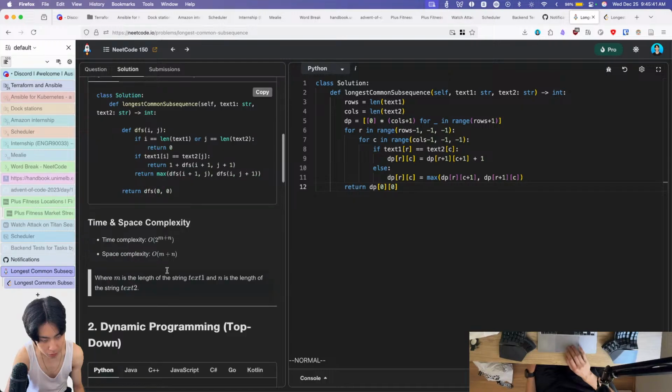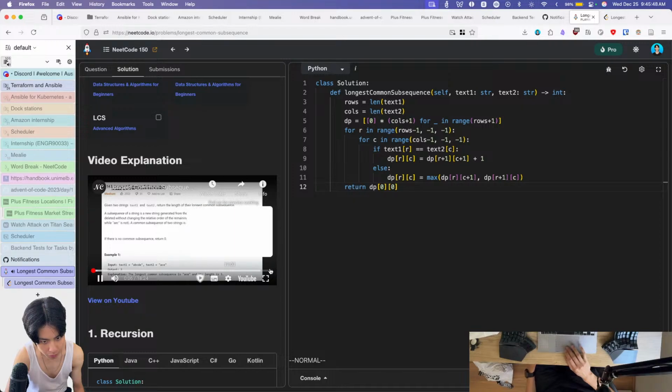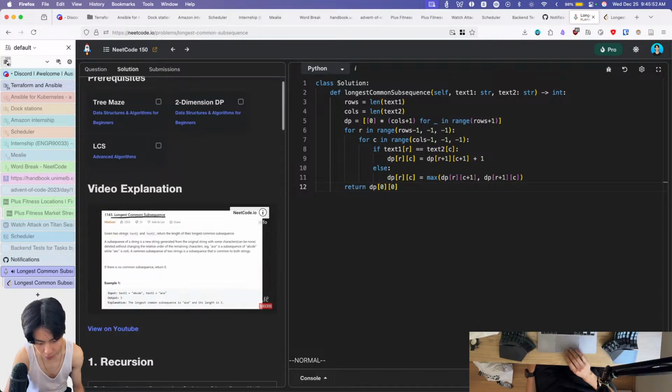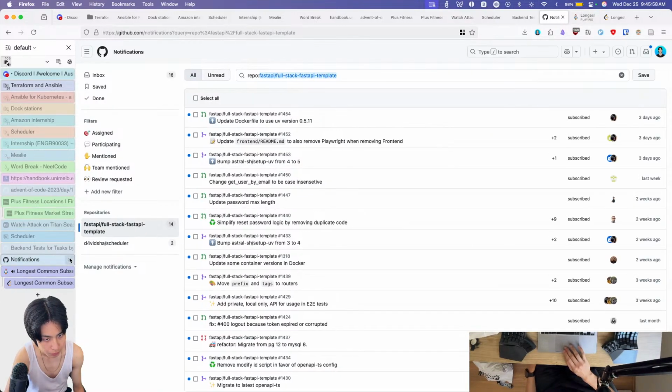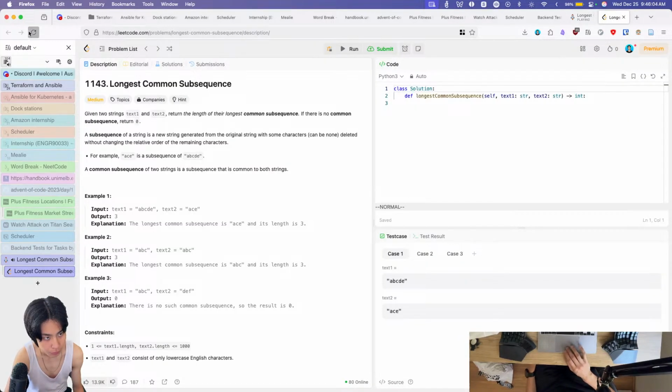Hey everyone, welcome back, and let's write some more neat code today. So today let's solve longest common subsequence, a dynamic programming problem. And this is pretty much one of the most popular dynamic programming problems. So we are given two strings text1 and text2, and we just want to return the length of the longest common subsequence between these two strings.